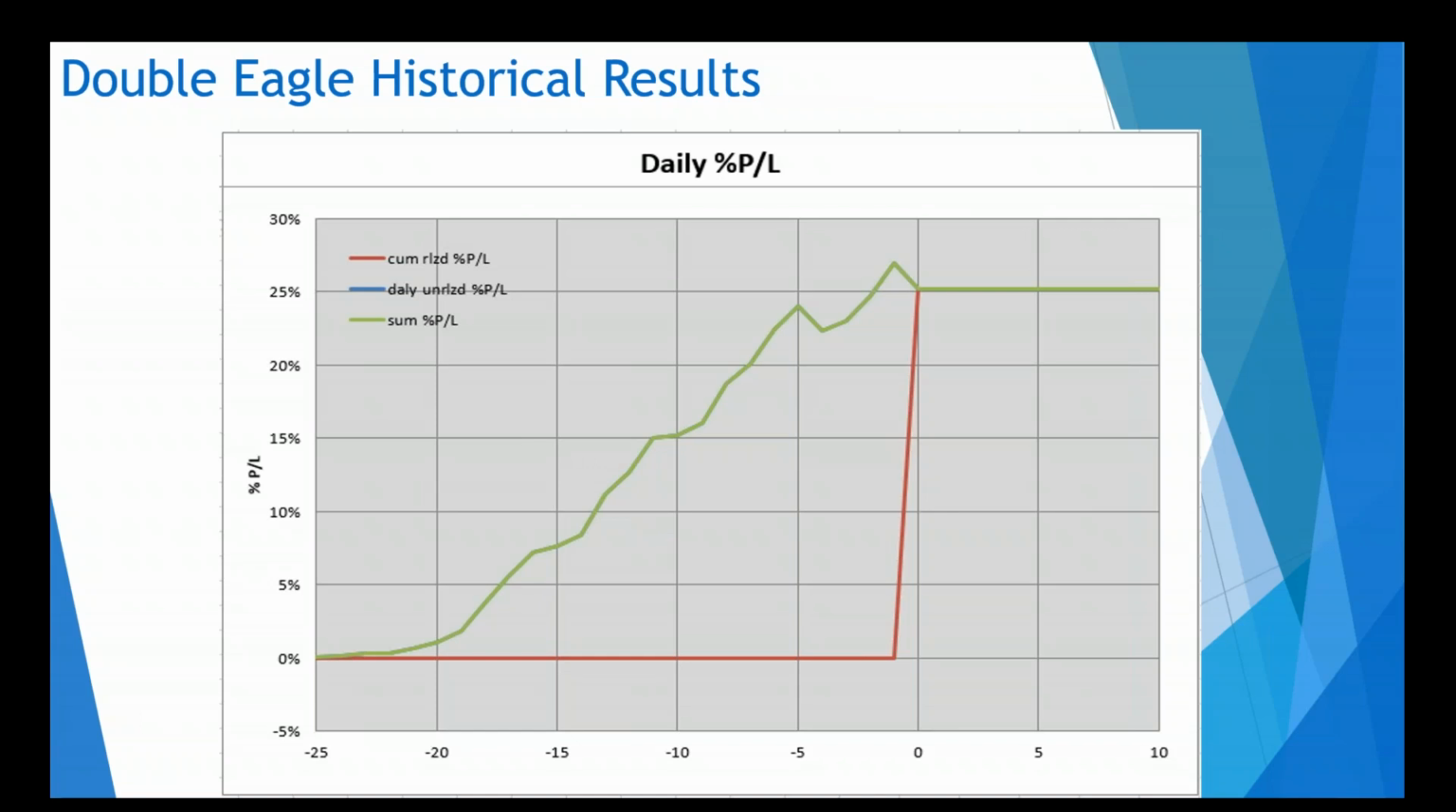0 day in a Double Eagle is the front expiration day, the day that the front contracts expire in a calendar spread.